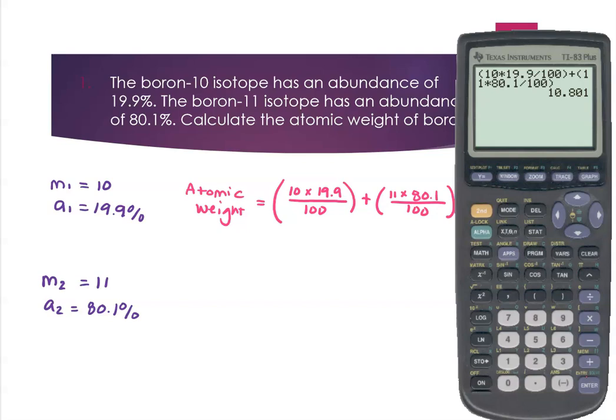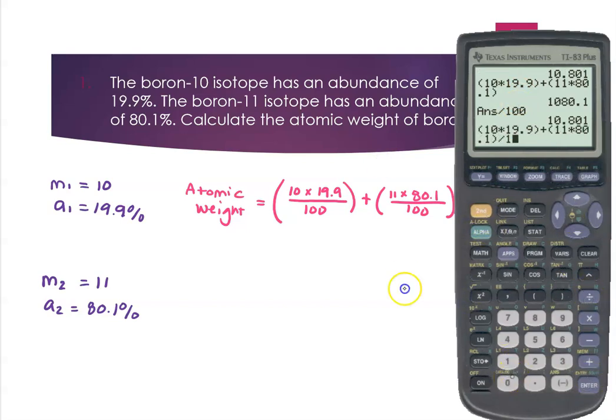Or if you don't want to keep dividing by 100, you can do all the multiplication and addition and then go back and divide by 100 at the end. So I can do 10 times 19.9, close parentheses, plus 11 times 80.1, close parentheses, and then take that and divide it by 100, and I still get the same answer. If you're going to do it this way, you have to make sure that you do the divide by 100 in a second step, because if you just do this, you get a very, very different answer. Our answer here is 10.801.